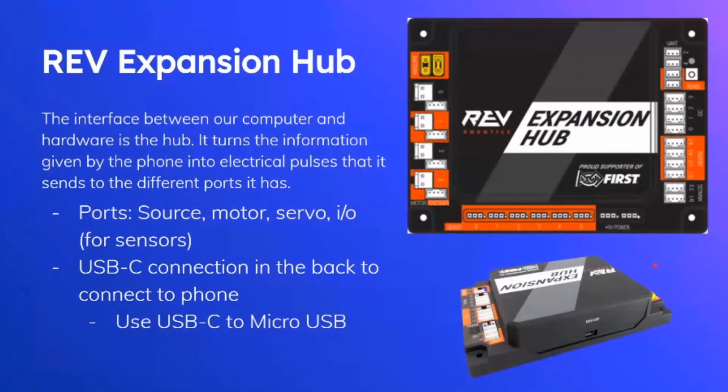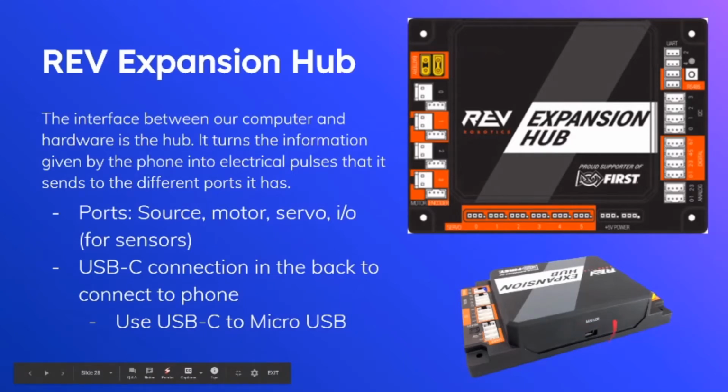It's basically the interface between our computer and the hardware. So between our phone and the motors and servos, it turns the information given by the phone into electrical pulses, or again, pulse width modulation, that it sends to the different ports it has. You can see in that second picture at the bottom the mini USB connection that connects to our phone.